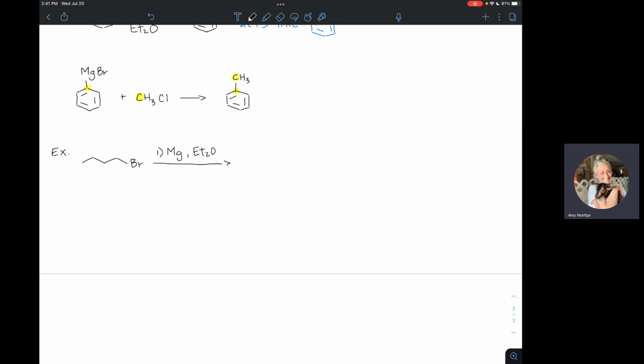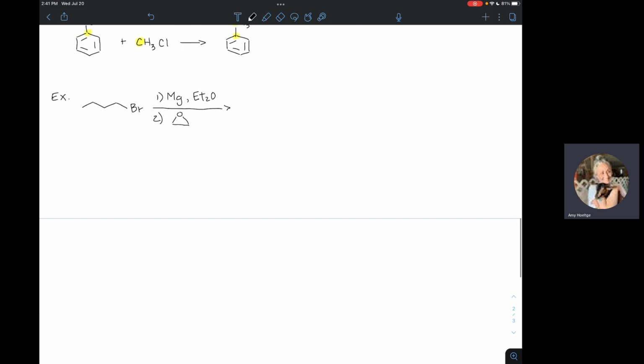And the second step, after you have created your Grignard reagent, is we're going to add our electrophile. In this case, I'm going to use an ether, not as the solvent, but as a reactant. And it's going to be a special kind of ether. It's a 3-membered ring that contains an oxygen. So we're going to do a little section on this next. This is called an epoxide.